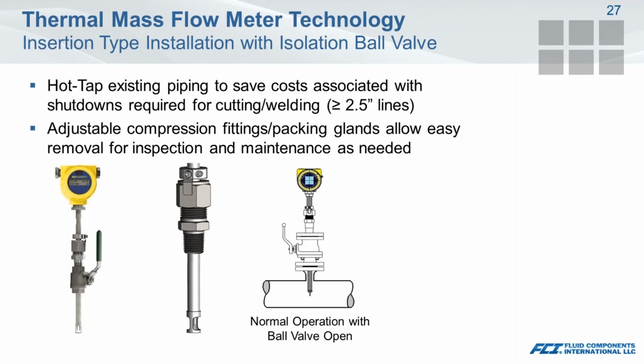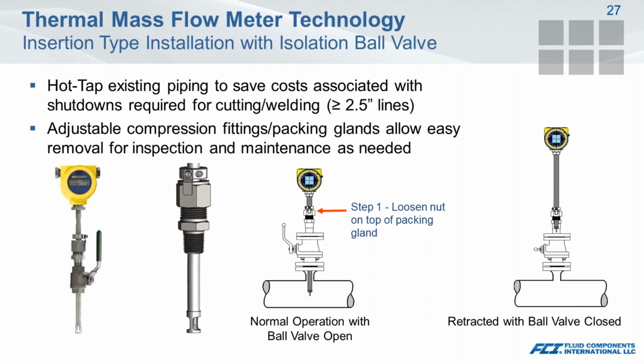So with that, you might see an installation where you have a flange mounted isolation ball valve, full port, allowing for the OD of the sensor to pass through it when it's open. To remove this from our system for maintenance service, all we have to do is loosen the nut on the top of the packing gland. Then we are in a situation where we can now extract that flow element through the ball valve assembly itself.